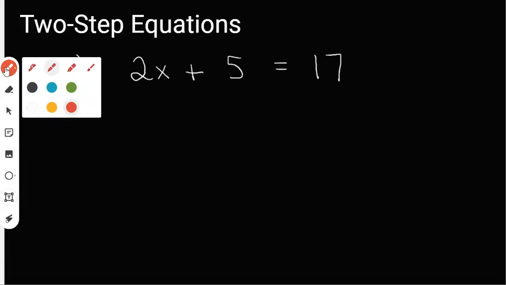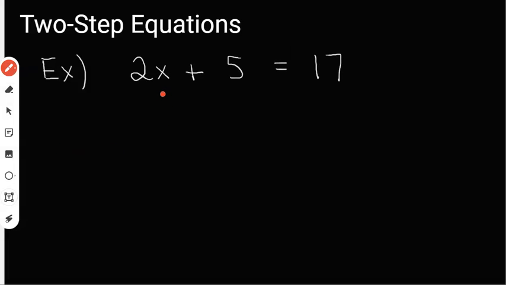All right, for this two-step equation, what I want to do is I want to get this x by itself. This is the variable. I want to get this x by itself. But to do that, I've got to get rid of two things first. I've got to get rid of the 5. So I'll point at that. But also, I've got to get rid of the 2. So the first thing that I'm going to do is I'm going to get rid of the 5. And then I'm going to get rid of the 2.